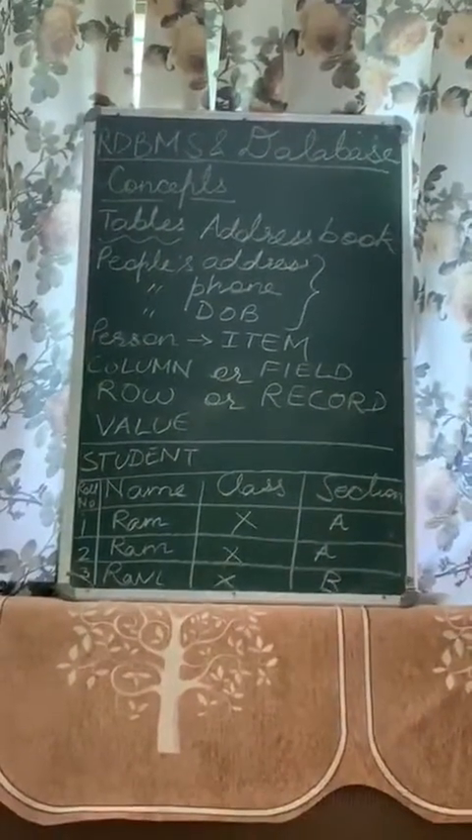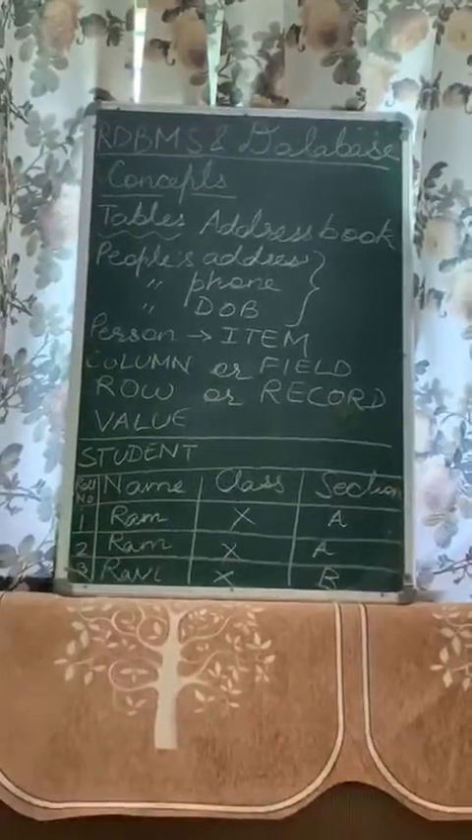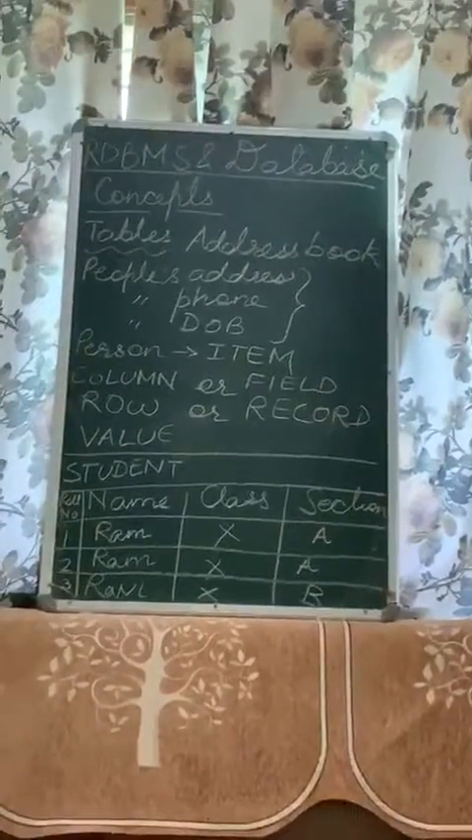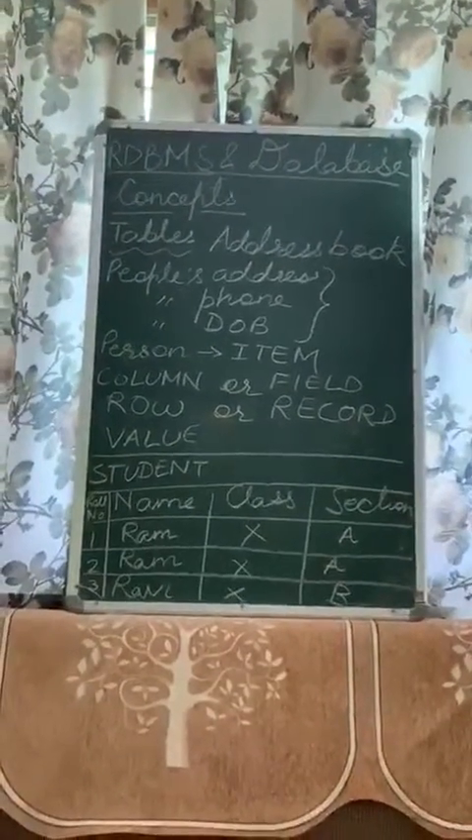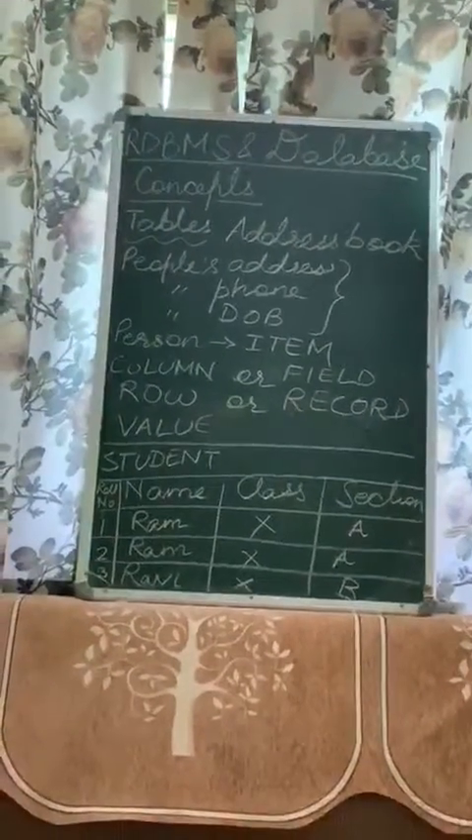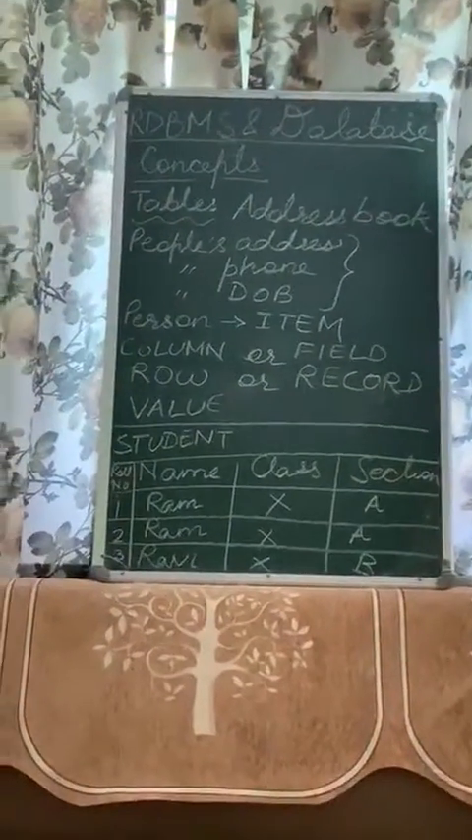Each person with whose information you are storing is representing an item. Then you have columns or fields, which you write at the top of the table: address, phone number and date of birth, and row or record, you fill the entries in the table.